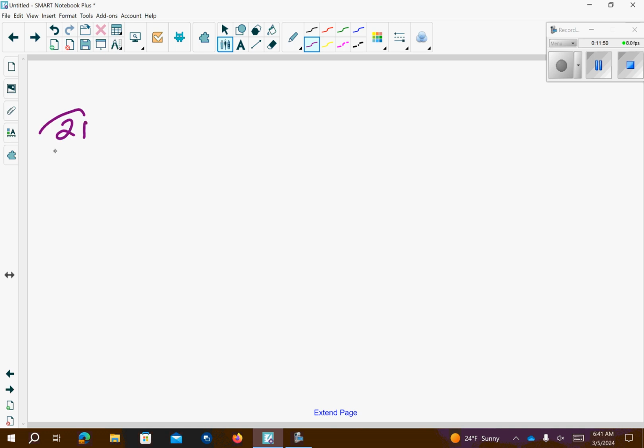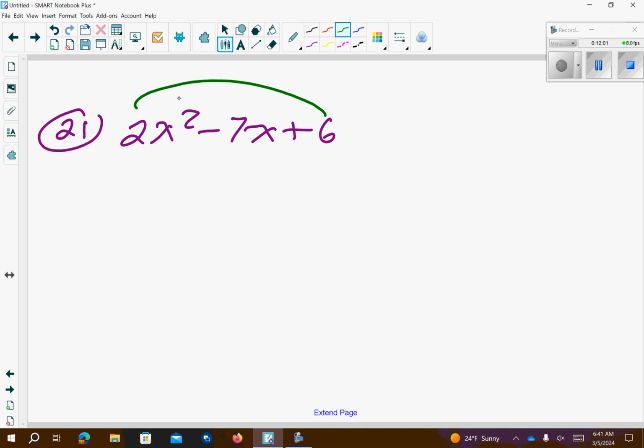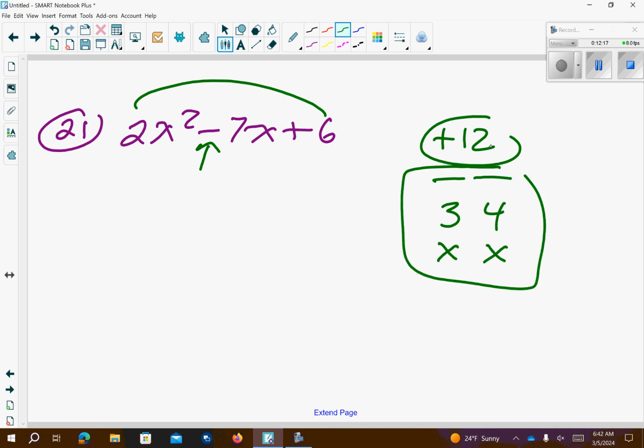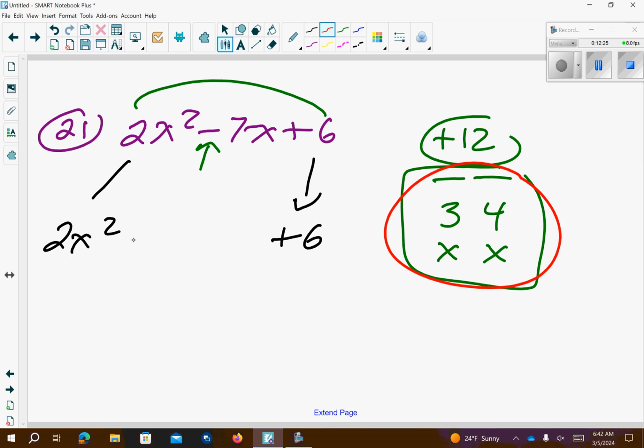Number 21. We have 2x squared minus 7x plus 6. Nothing to factor out, no greatest common factor. Let's multiply those together, so I'm going to get positive 12. In order to get a positive, they both have to be positive, or they both have to be negative. Being I have a negative there, that tells me they're both negative. And the factors of 12 that add up to 7 are 3 and 4 if they're both negative. So don't forget the x's. I'm going to bring my x's down, so I get 2x squared minus 3x minus 4x plus 6, and then put those in the middle, whatever order you want, just carry your signs with you.